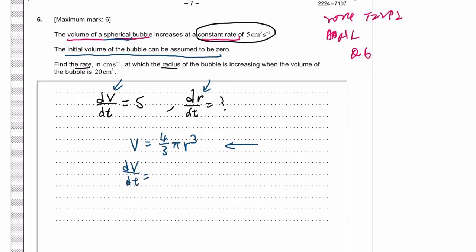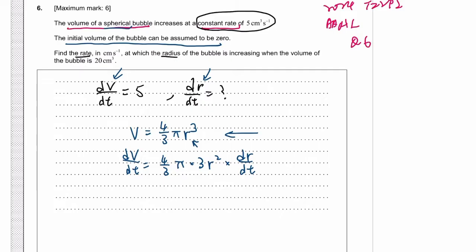In some sense, you would do it like an implicit differentiation. So you differentiate r cubed, that's 3r squared, and then by chain rule, you need to multiply by the derivative of r. If you differentiate r with respect to time, you get dr/dt. Then you simply sub in the rate. dV/dt is 5. dr/dt is what we are looking for. So the only thing that's missing is the value of r.